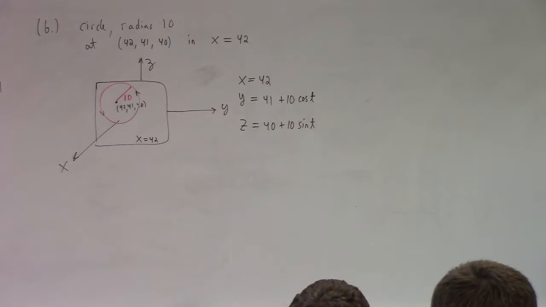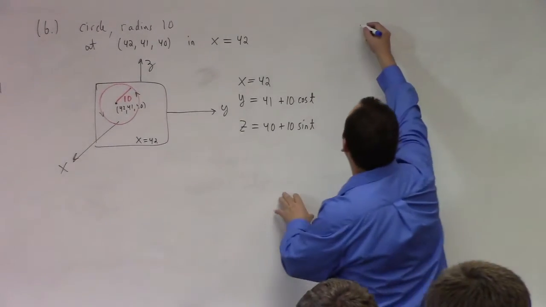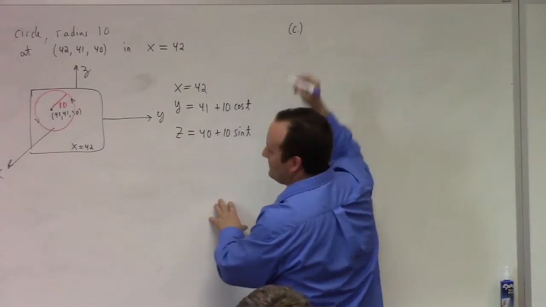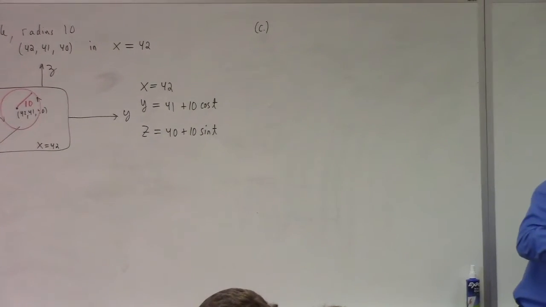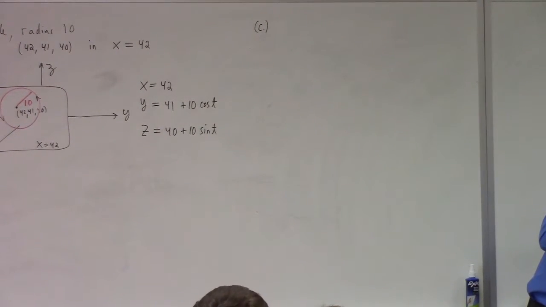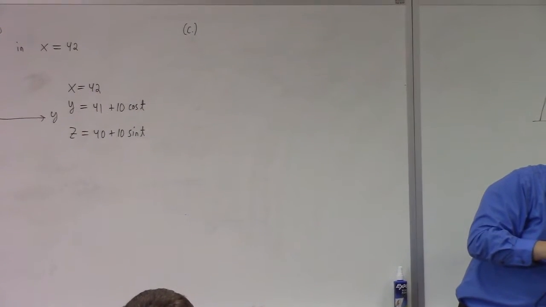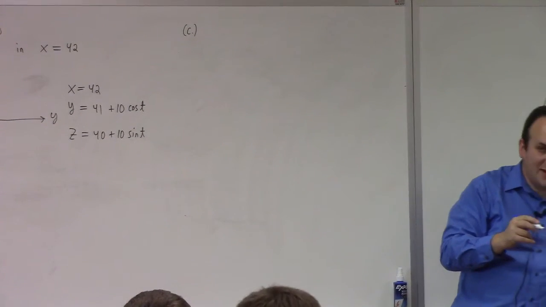How about the other part? C, I'm not so sure I know how to do right off the top of my head. C, what was C? So, same, x plus y plus z equals 12 plane, a circle of radius 7 in the x plus y plus z equals 12 plane.